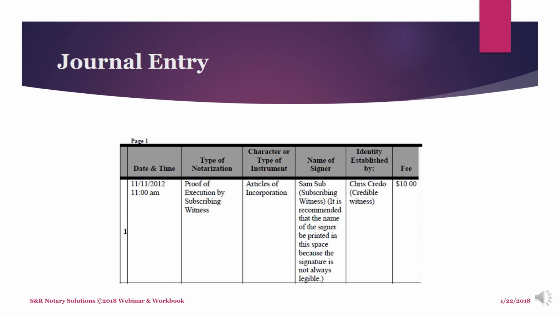The date and time. The type of notarization is a proof of execution by a subscribing witness. The character or type of document are articles of incorporation. And the name of the signer, Sam Sub, subscribing witness. It is recommended that the name of the signer be printed in this space because the signature is not always legible. The identity established by Chris Credo, the credible witness, and the fee charged of $10.